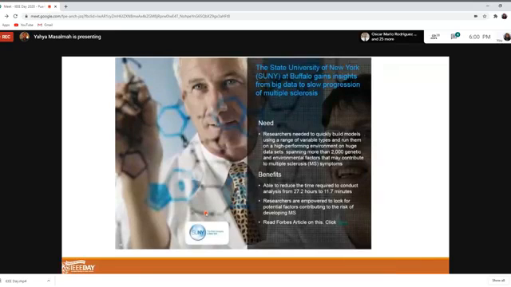This is useful, especially if we use it in the correct way. For example, here we have the State University of New York. Researchers needed to quickly build models using a range of variable types and run them in a high performing environment on huge data sets spanning more than 2,000 genetic and environmental factors that may contribute to multiple cellular symptoms. The benefit is being able to reduce the time required to conduct analysis from 27.2 hours to 11.7 minutes. So this is a big difference, a big impact.